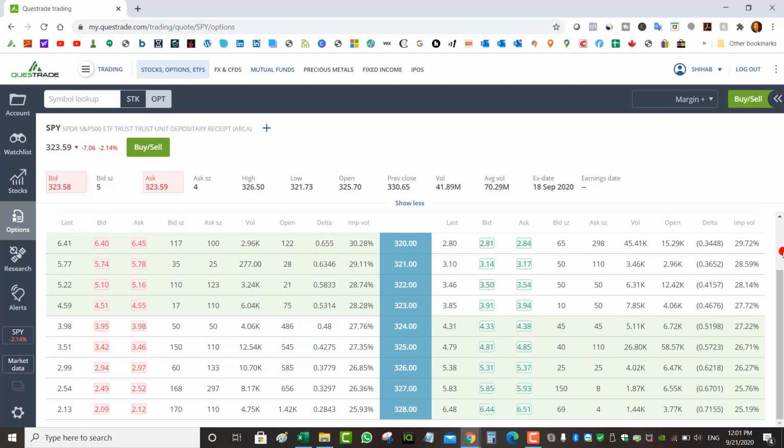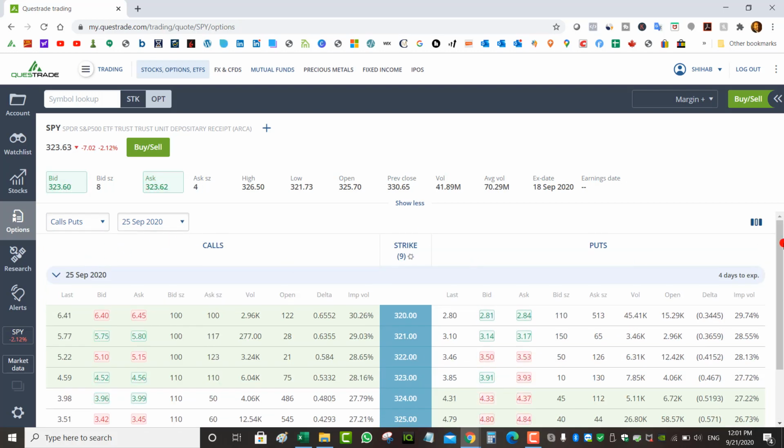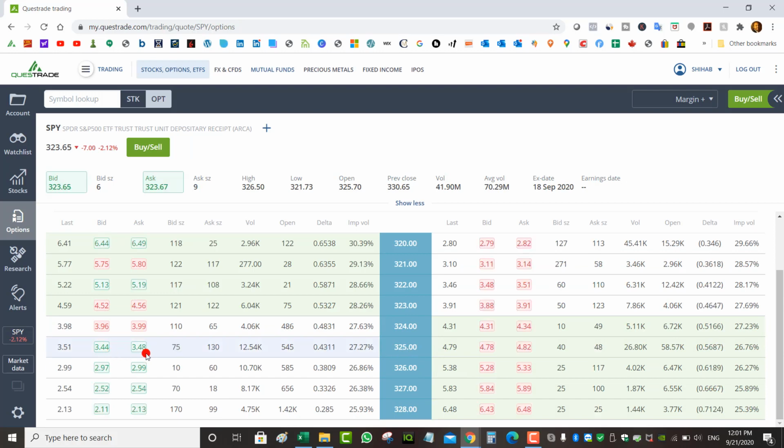But the problem is there's an expiry, which is September 25th. And the value of this option at 325 by September 25th will be worth 0 if SPY is trading below 325. So I really need to be right with my direction. If I think SPY is reaching 330 by this Friday, then that needs to happen, or else I'm going to lose money, because that call option that I'm buying at 3.50, as you can see, it's already dropping in value. Now it's back up, but will be worth 0 if SPY is below 325.